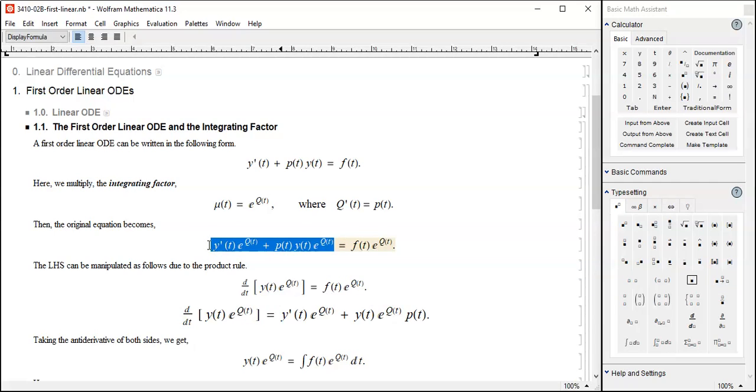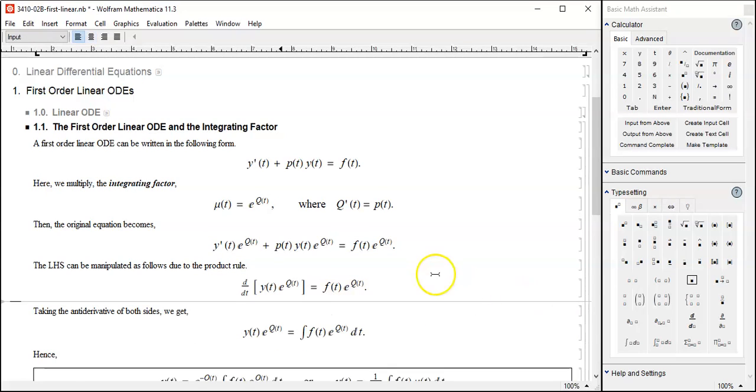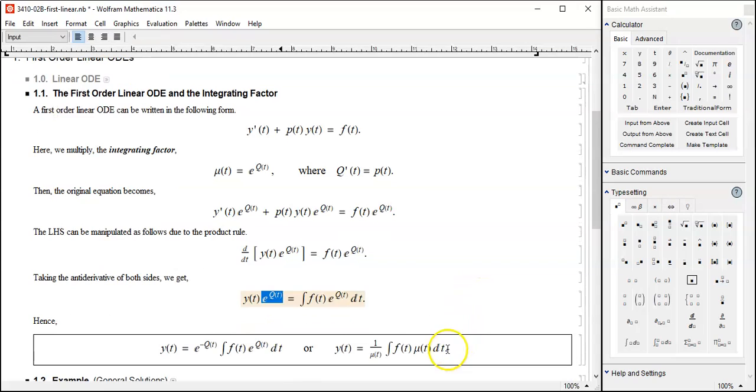So what did it prove? This highlighted part and that highlighted part are the same. In short, by multiplying the integrating factor to both left-hand side and right-hand side, we were able to simplify left-hand side into this single derivative. This is a huge simplification because all you have to do now is to take the antiderivative and then divide away this integrating factor to the other side, and voila, we have the answer.